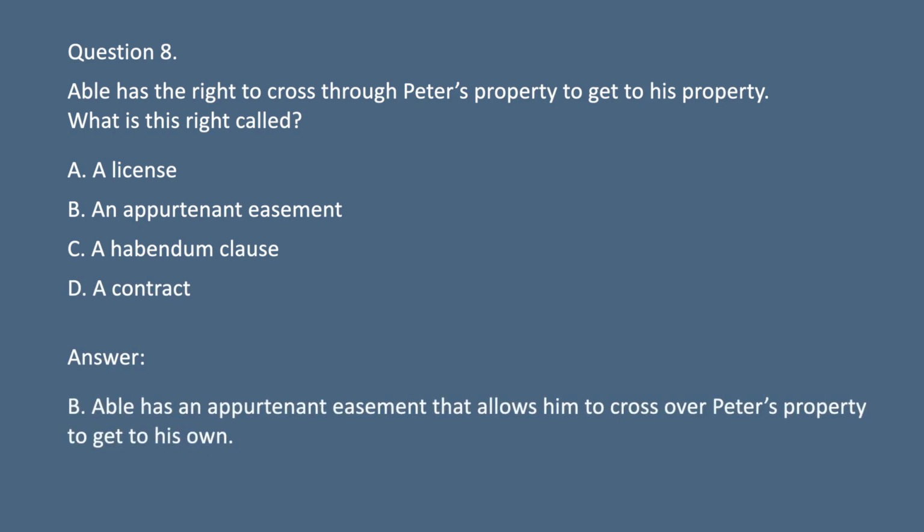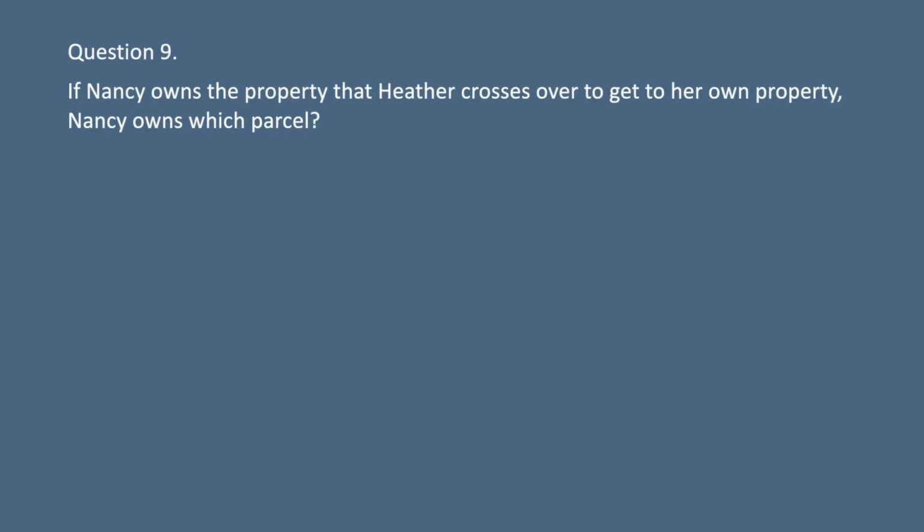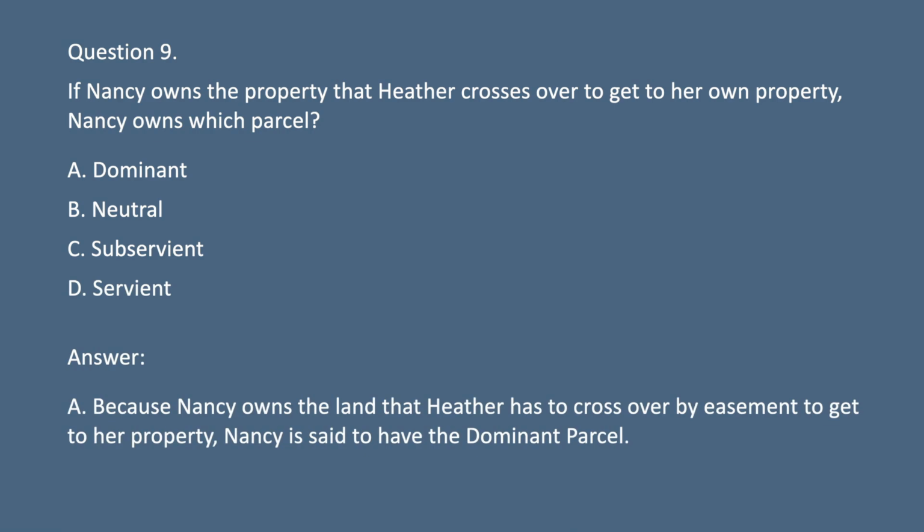Question 9. If Nancy owns the property that Heather crosses over to get to her own property, Nancy owns which parcel? A. Dominant. B. Neutral. C. Subservient. D. Servient. Answer. A. Because Nancy owns the land that Heather has to cross over by easement to get to her property, Nancy is said to have the dominant parcel.